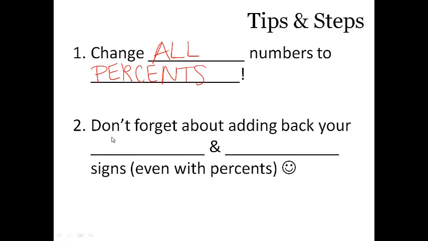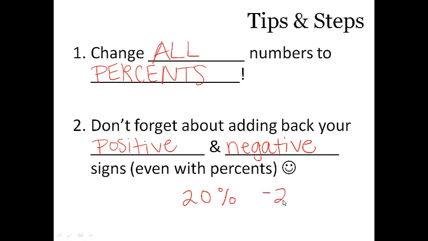Step number 2. Don't forget about adding back your positive and negative signs, even with percents. Because 20% and negative 20% are two different things.